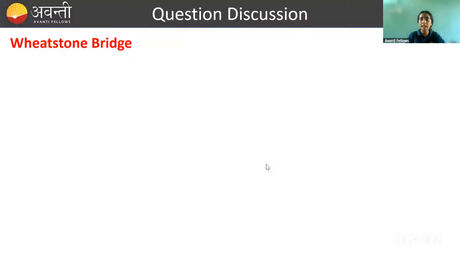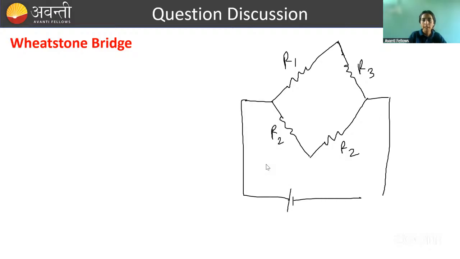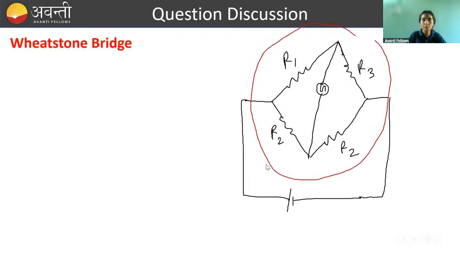I told you it will have four resistors. So one resistor was like this, another was this, another this, another this. It was looking something like this. Let's say this is R1, this is R2, this is R3, this is R4. And then one diagonal's ends will be connected to the battery, and here a galvanometer will be connected. This particular structure is called what? Wheatstone bridge. So this is your Wheatstone bridge.